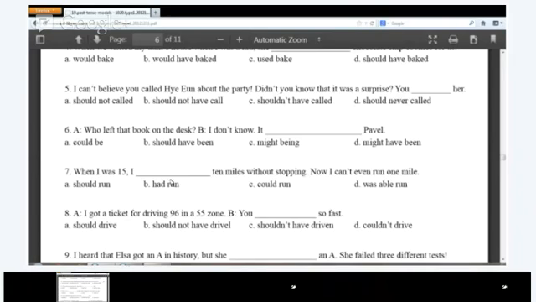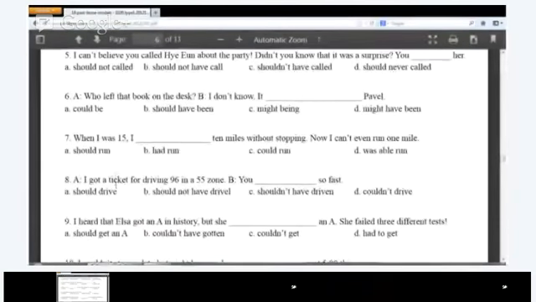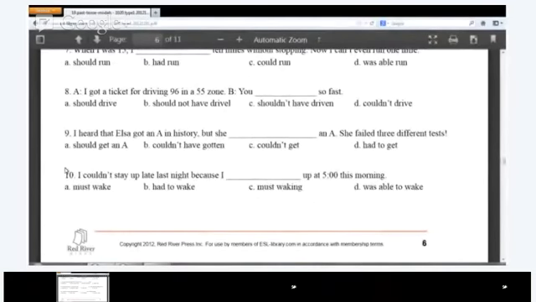Go for it. Yes. When I was 15, I could run 10 miles without stopping. Now I can't even run 1 mile. Excellent. All right. 8. I got a ticket for driving 96 in a 55 zone. You shouldn't have driven so fast. Okay, and instead of driving, the word would be driven. Oh, driven, okay. Good, so yes. So you shouldn't have driven so fast. Excellent, nice job. So that would be C, you shouldn't have driven so fast. Nice job, Gabriel. Let's go to numbers 9 and 10, and this is for Facundo.